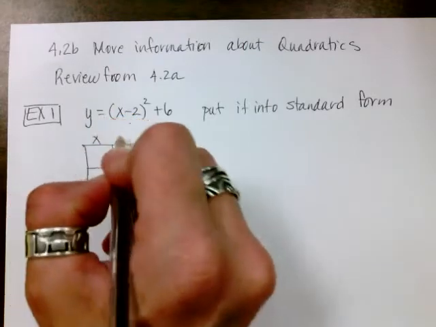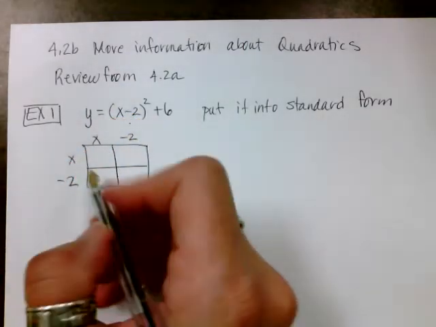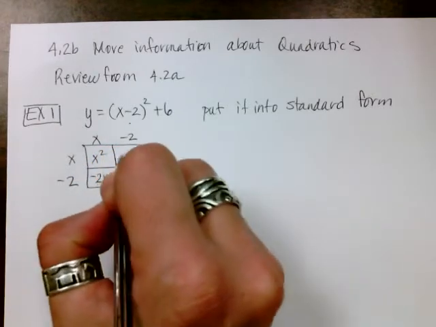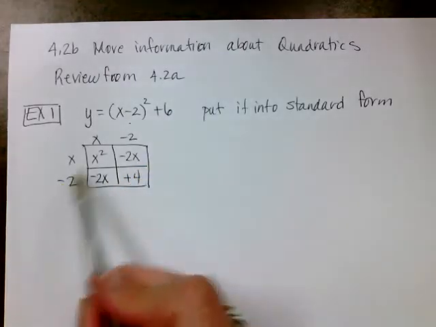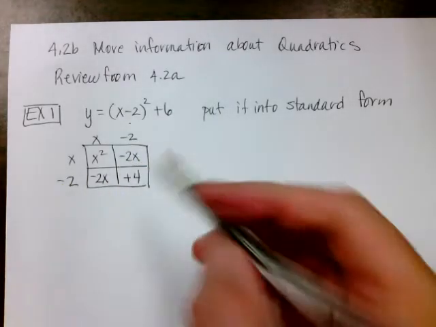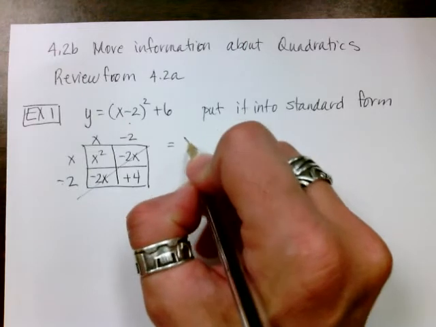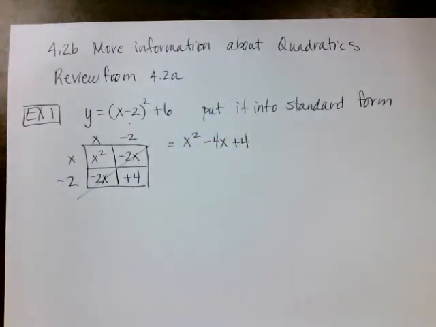Okay, so this is the x minus 2, and this is x minus 2. When I multiply to get my cells, this is x squared minus 2x plus 4, because two negatives make a positive. My like terms are situated along the diagonal, which means this becomes x squared minus 4x plus 4.